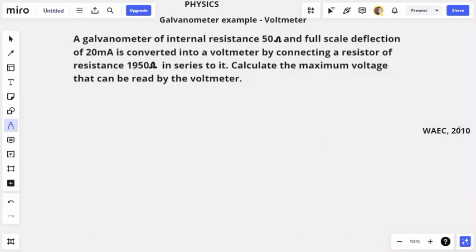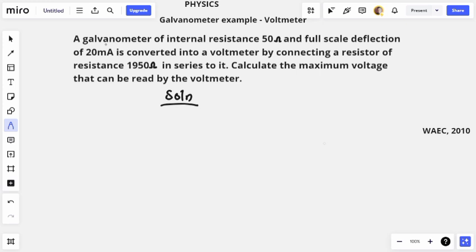Then on galvanometer, it says a galvanometer of internal resistance 50 ohm and full scale deflection of 20 milliamps is converted into a voltmeter by connecting a resistor of resistance 1950 ohms in series to it. Calculate the maximum voltage that can be read by the voltmeter. Okay, let's quickly do that. Don't mind how lengthy the write-up is, it's still the same basic principle and understanding.